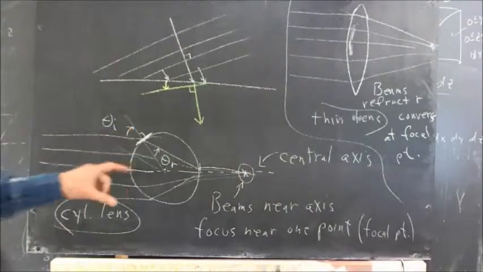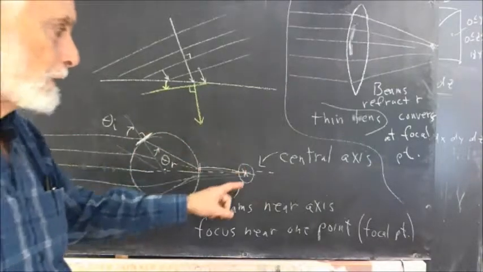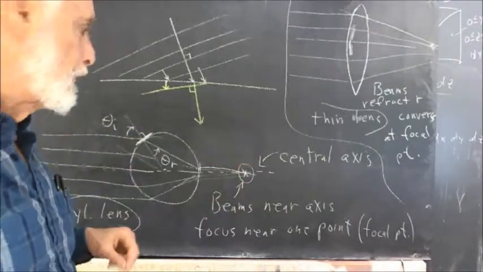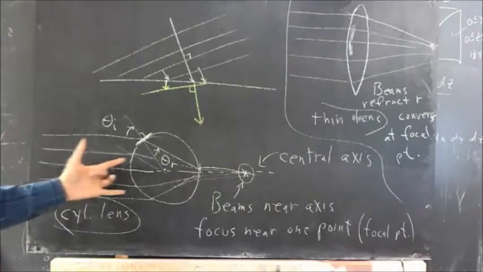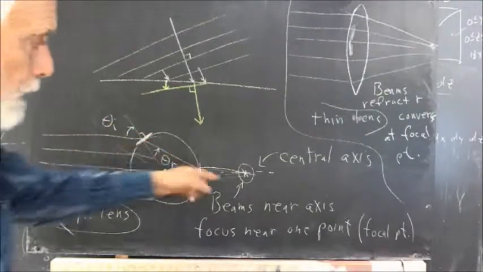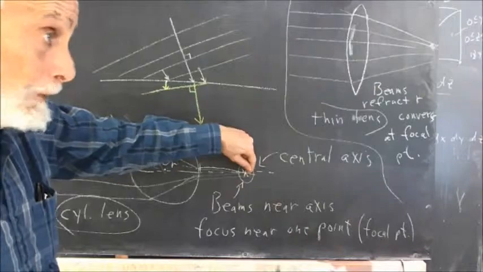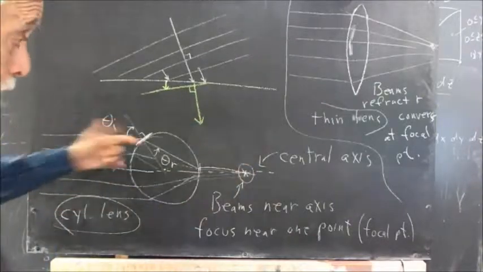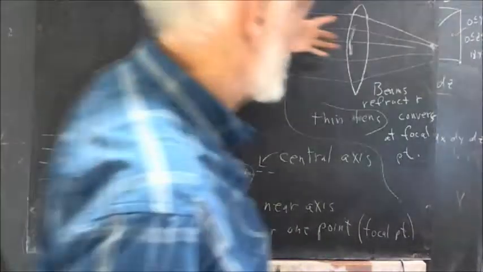In both cases, the focal point is going to be regarded as the point at which initially parallel rays will be refracted in such a way that they converge. The focal point is the point at which initially parallel rays converge, here or here.